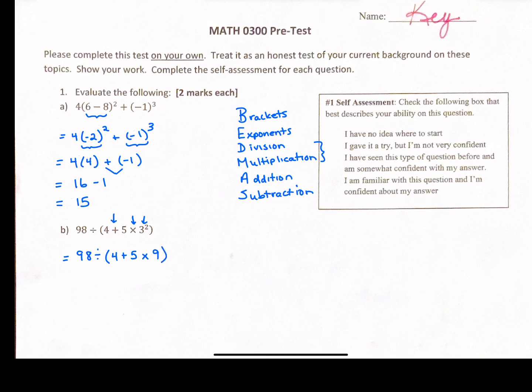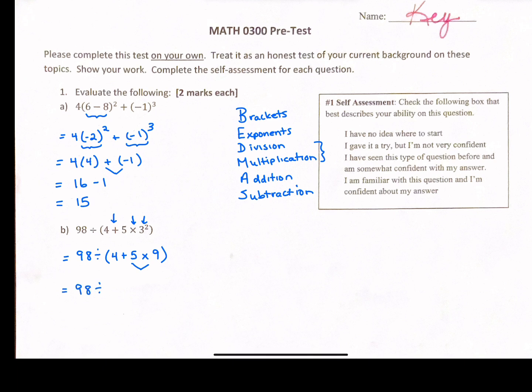So from here, if I look inside those brackets, I can see that I have addition with 4 and 5, but I have multiplication with 5 times 9. So in proper order, we have to do the multiplication step first. So everything we don't use, we rewrite.